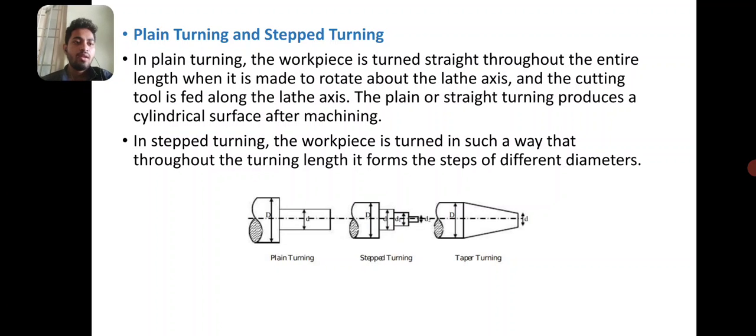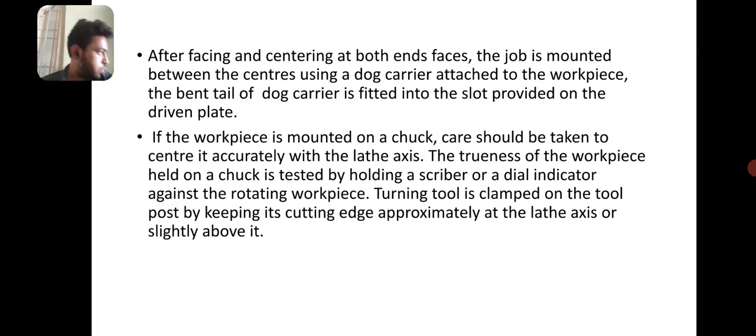Taper turning. Taper turning is achieved by adjusting the taper tool in the tailstock. After facing and centering at both ends, the job is mounted between the centers using a dog carrier attached to the workpiece. The bent tail of that dog carrier is fitted into the slot provided on the driver plate. If the workpiece is mounted on a chuck, care should be taken to center it accurately with the lathe axis.